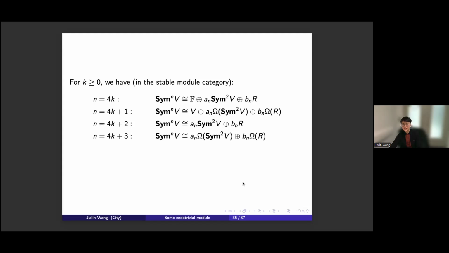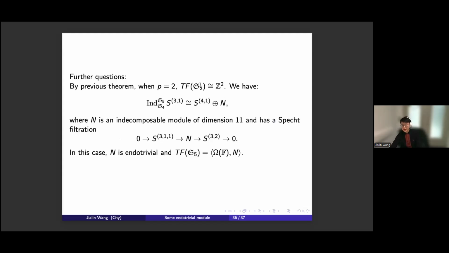Okay. And last but not least, we actually have the same situation for S5. And we have an extra copy of Z coming out in TF-S5. And that extra copy of Z is generated by some endotrivial module N, where this N comes from taking induction of S31 to S5. And this N has a Specht filtration, so we know some information, and it will be endotrivial and generates one direct summand of TF-S5.